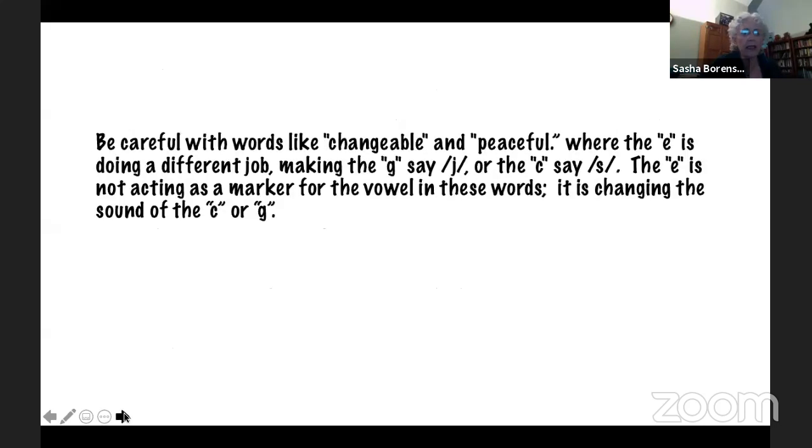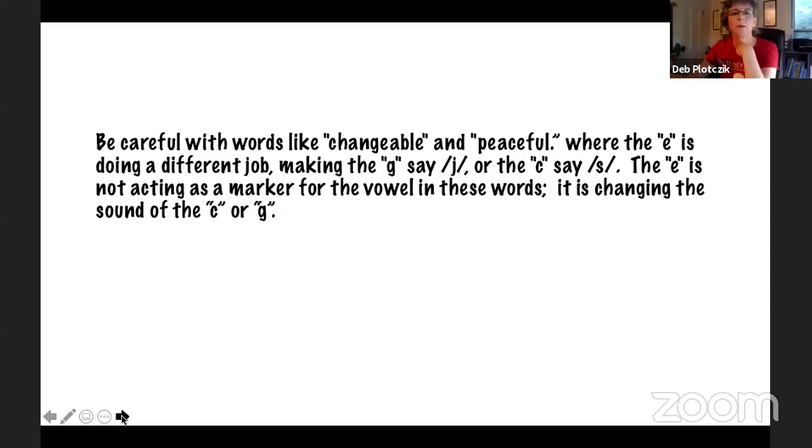Okay, let's go on. So the only note of caution that I want to put out there is on words which do end in an E, and the suffix does have a vowel at the beginning of it, but we need the E to make the G say J and the C say S. So we need the E on those words, and that's a logical thing, isn't it?